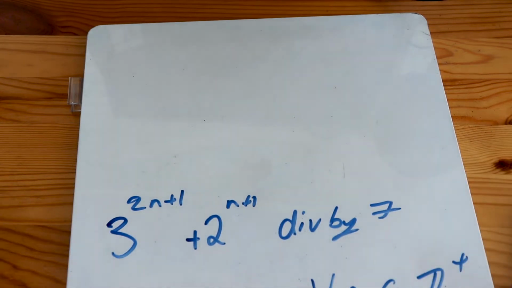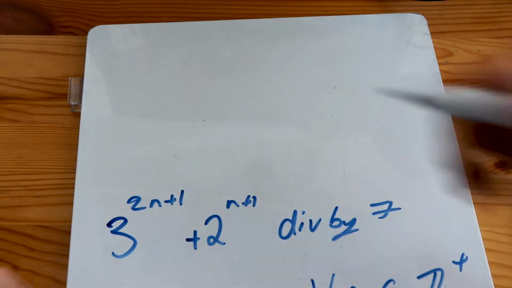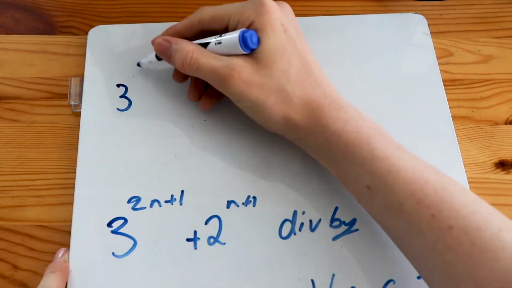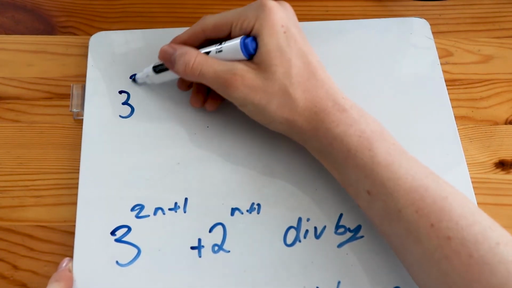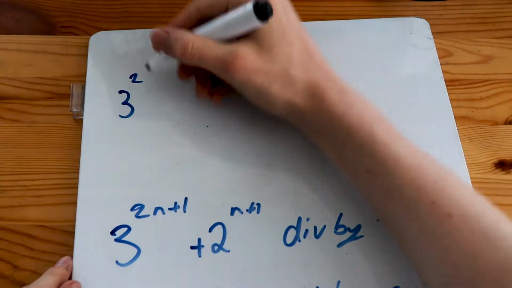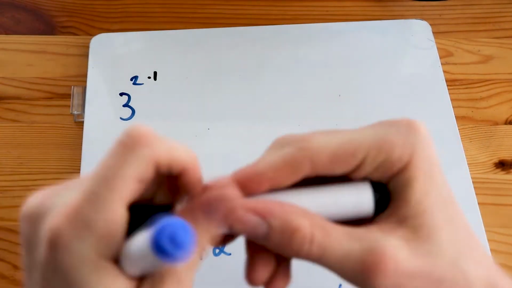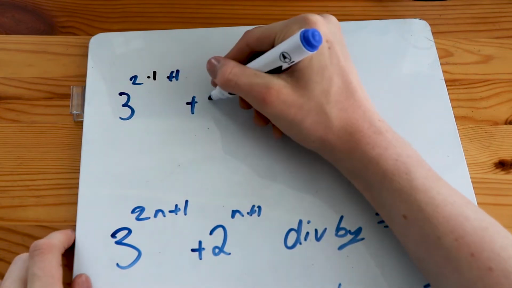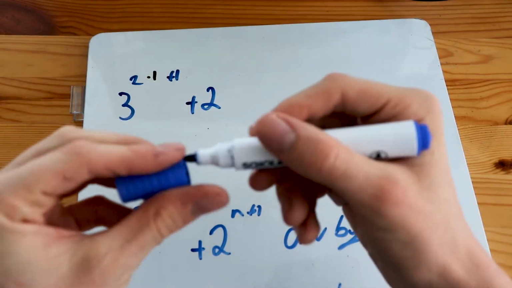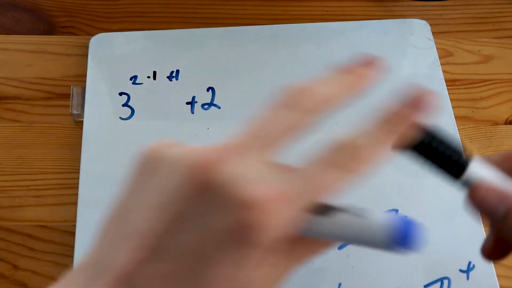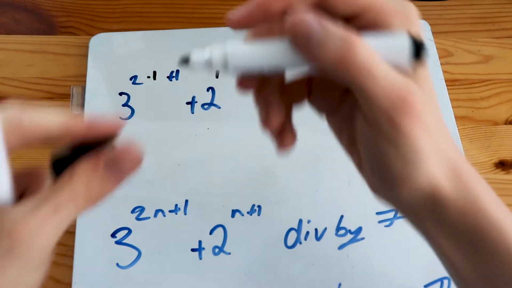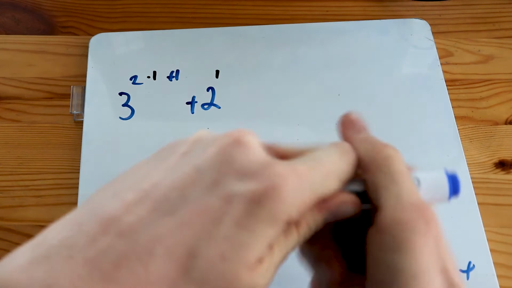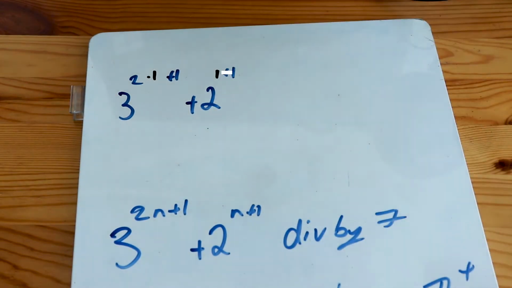What does that even mean? Don't worry, I will tell you. So, 3 to the 2 times n. When n is equal to 1, we'll have 3 to the power of 2 times 1 plus 1, plus 2 times, again, n is equal to 1, 2 to the power of 1 minus 1. We're just substituting n into this expression and showing what happens to it.